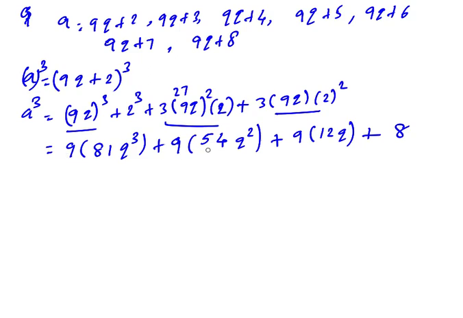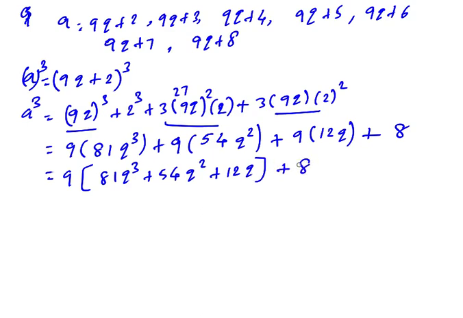So in the first 3 terms we have 9, so 9 we will take common outside, so that 81 q cube plus 54 q square plus 12q plus 8. So if we consider this bracket as m, this can be written in the form of 9m plus 8. So a equal to 9q plus 2 can be written in the form of 9m plus 8.